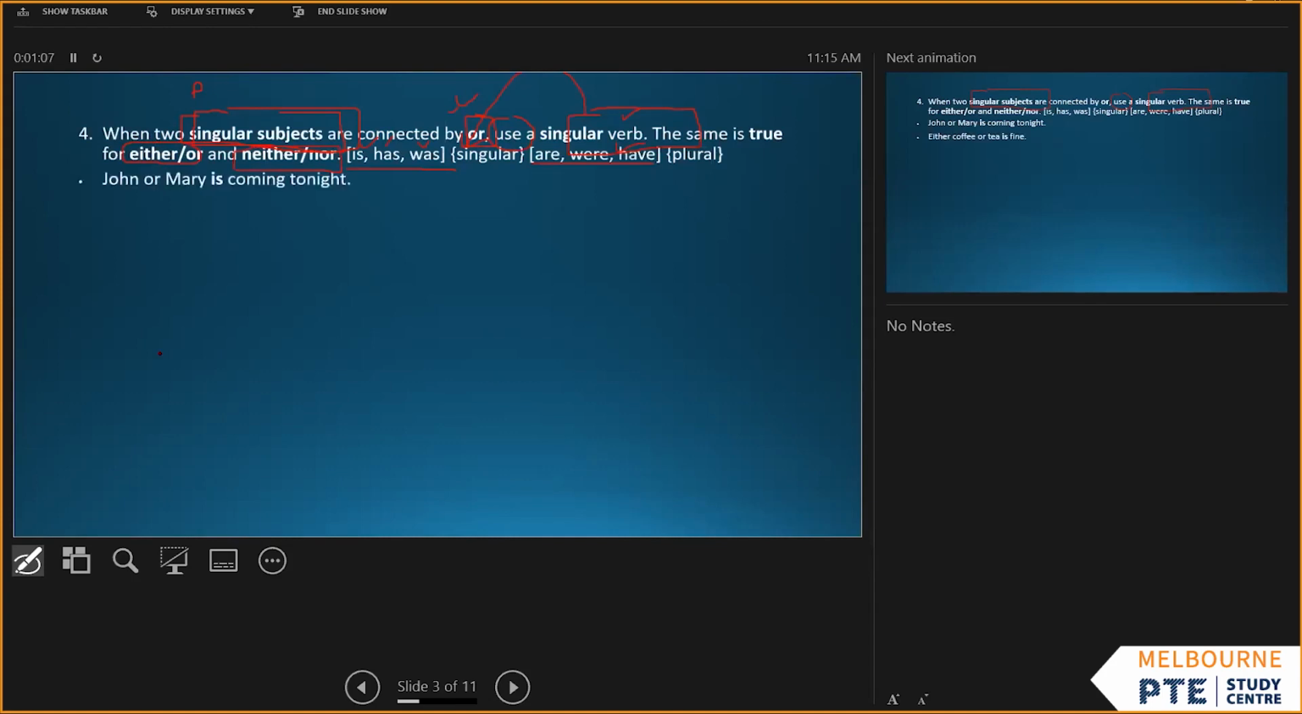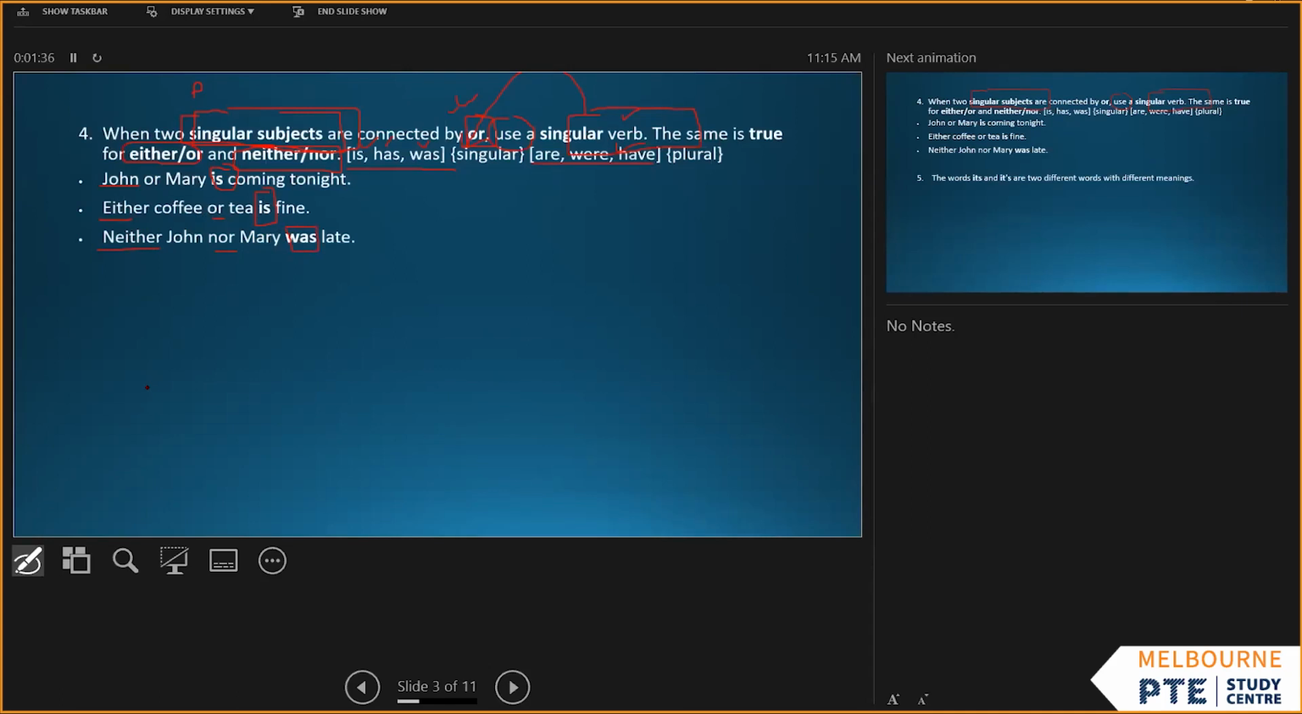Now, what can be examples? Have a look over here. What does this say? John or Mary is coming tonight, not are. Similarly, if I say either coffee or tea, it will be is fine, not are fine. The same goes for neither nor: neither John nor Mary was late. Remember that.